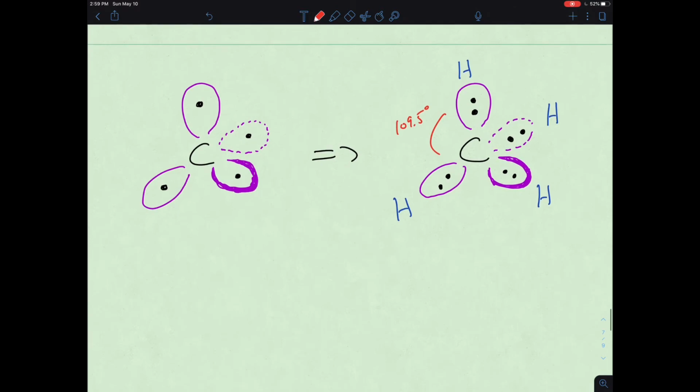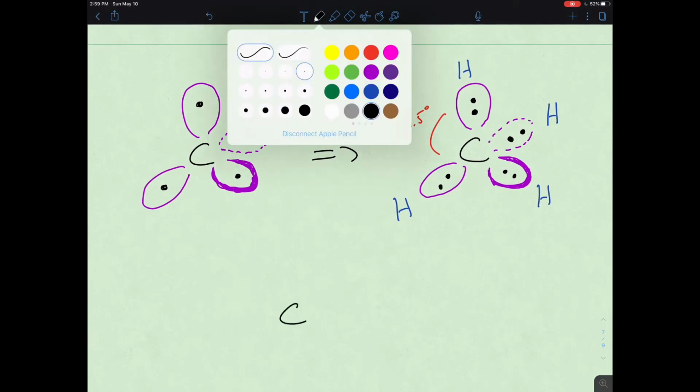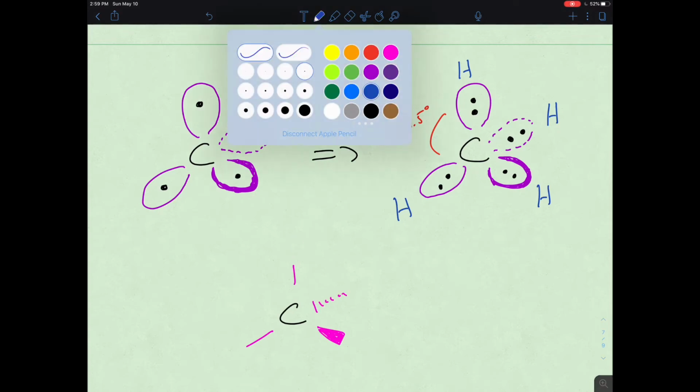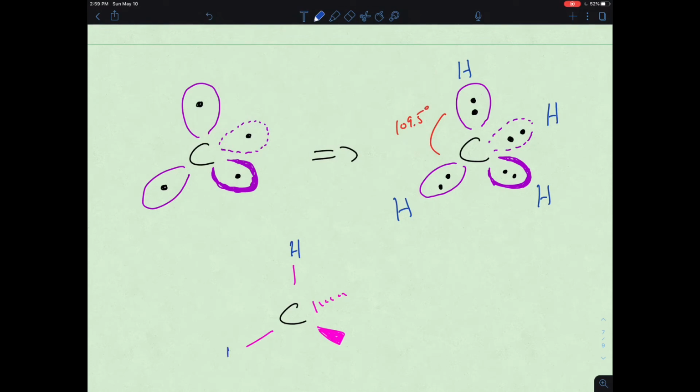So our carbon atom is going to have 4 sigma bonds. One coming out, one going back, and then 2 that are actually in the plane of the page.